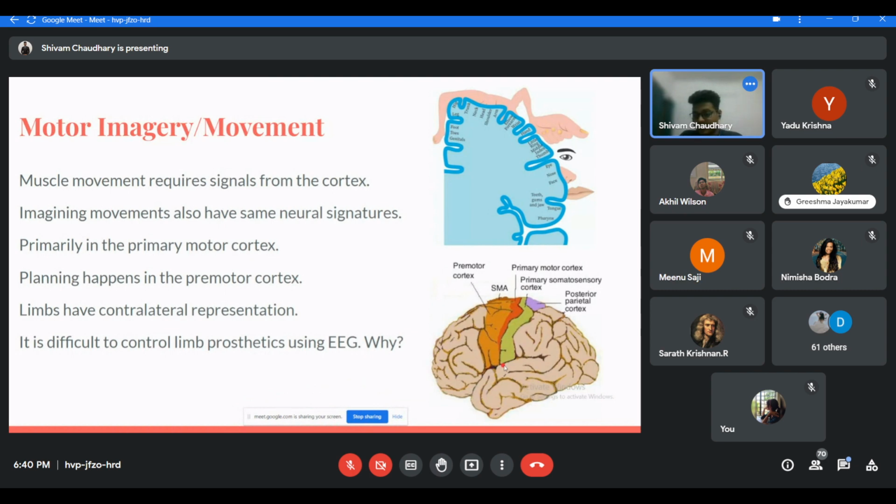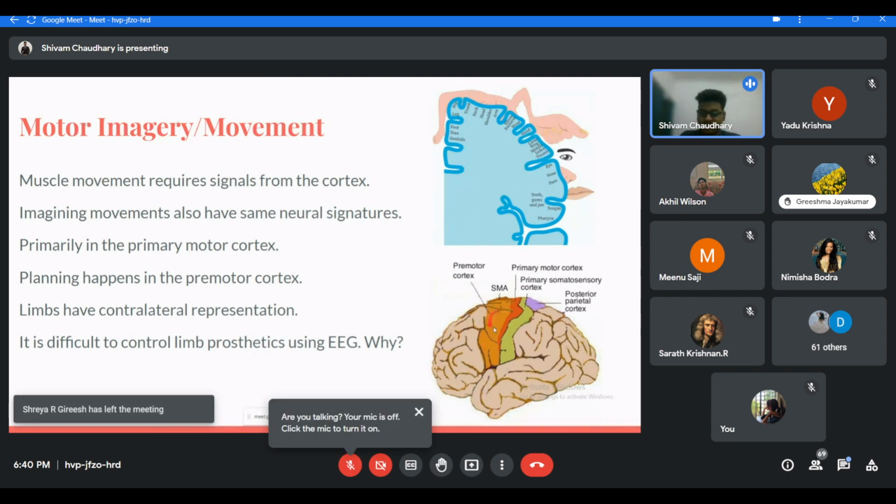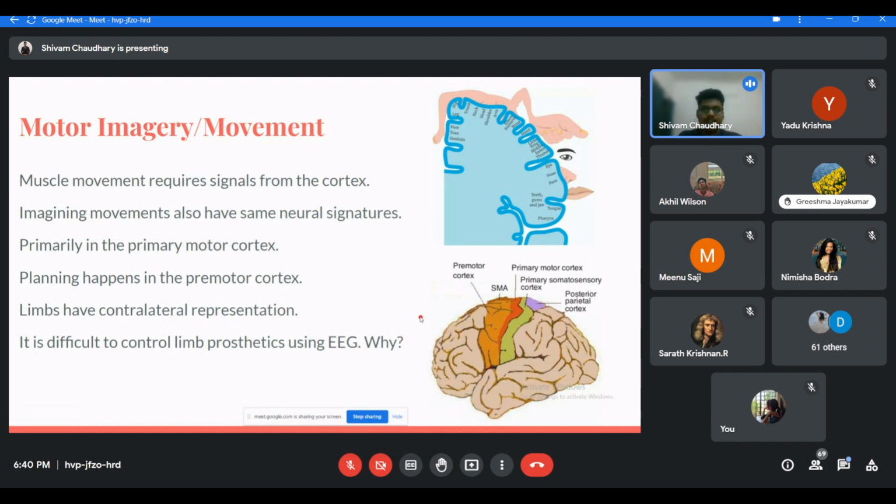Planning of movements, like not doing the movement but planning it, happens in the premotor cortex, which is the light orange part over here. And our limbs have contralateral representation, meaning my right hand is controlled by my left hemisphere, and my left hand is controlled by my right hemisphere.